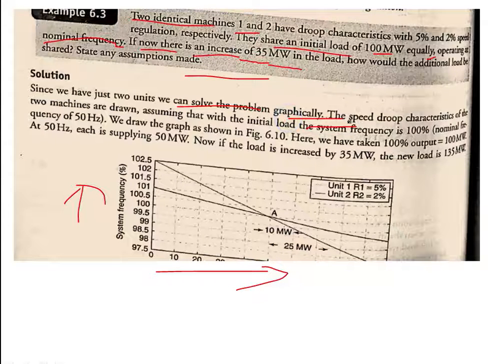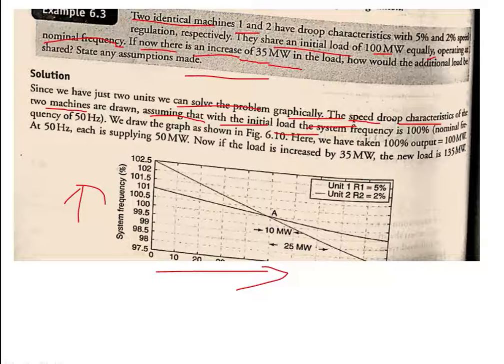We can solve the problem graphically. We have to draw the graph for two machines. These two are the plots drawn for the two machines. Assume that with the initial load the system frequency is 100%. 100% means base frequency, the frequency is 50 Hz. We can take 100% output as 100 megawatt at 50 Hz. Each supplies 50 megawatt because the load is shared equally.